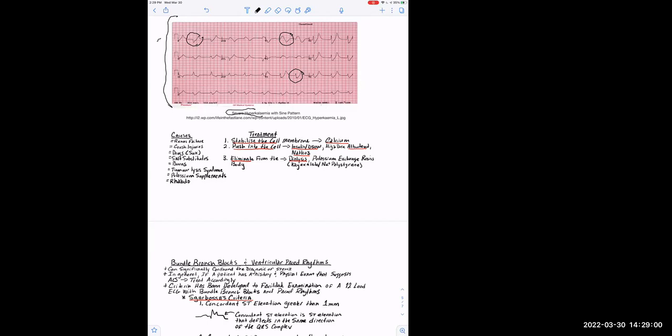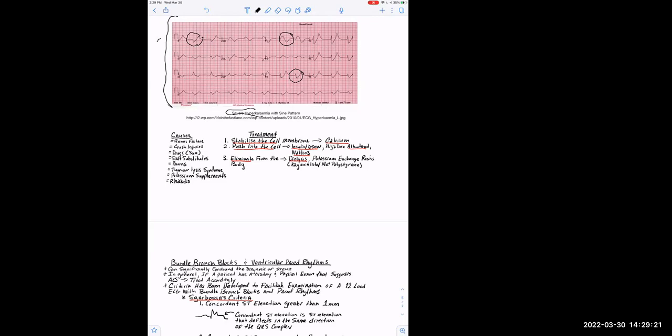Drugs such as succinylcholine, one of our paralytics, can cause hyperkalemia. Salt substitutes, burns, of course. Again, with burns, you'll have cellular destruction. And with that cellular destruction, that K is released into the totality of the serum.